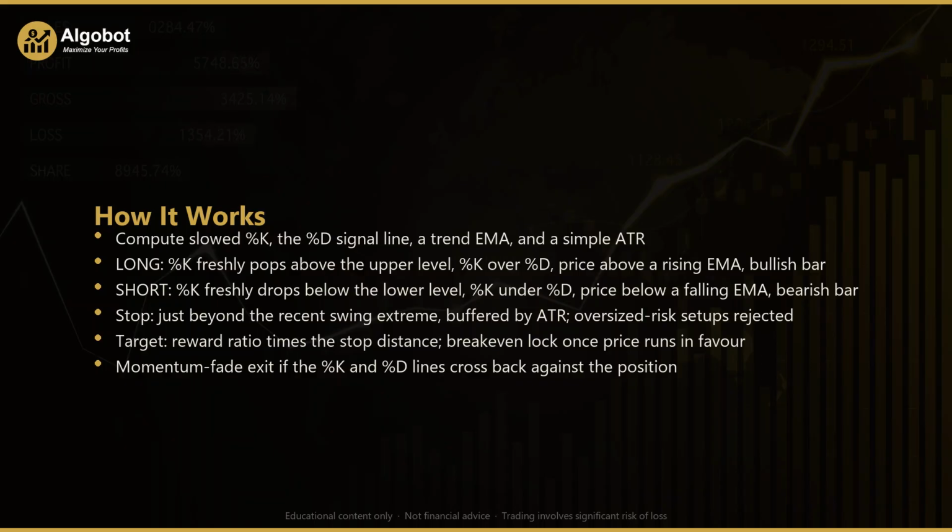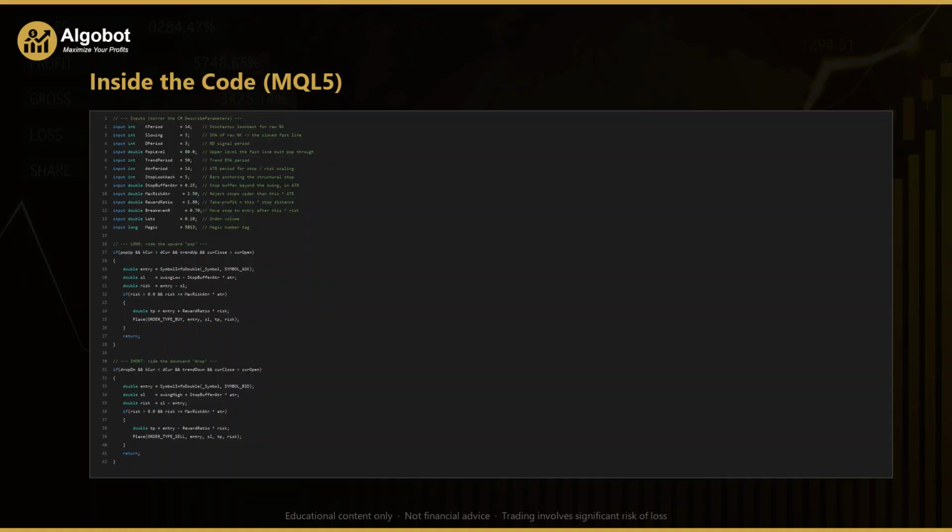Two more protections manage the trade after entry. A break-even lock pulls the stop up to the entry price once the position has run a set fraction of its risk in favor, so a winner can't easily turn back into a loser. And a momentum fade exit closes the trade early if the stochastic lines cross back against the position, cutting a stalled move before it retraces. Only one position runs at a time, so exposure is never stacked. Let's read the code as it appears in MetaEditor.